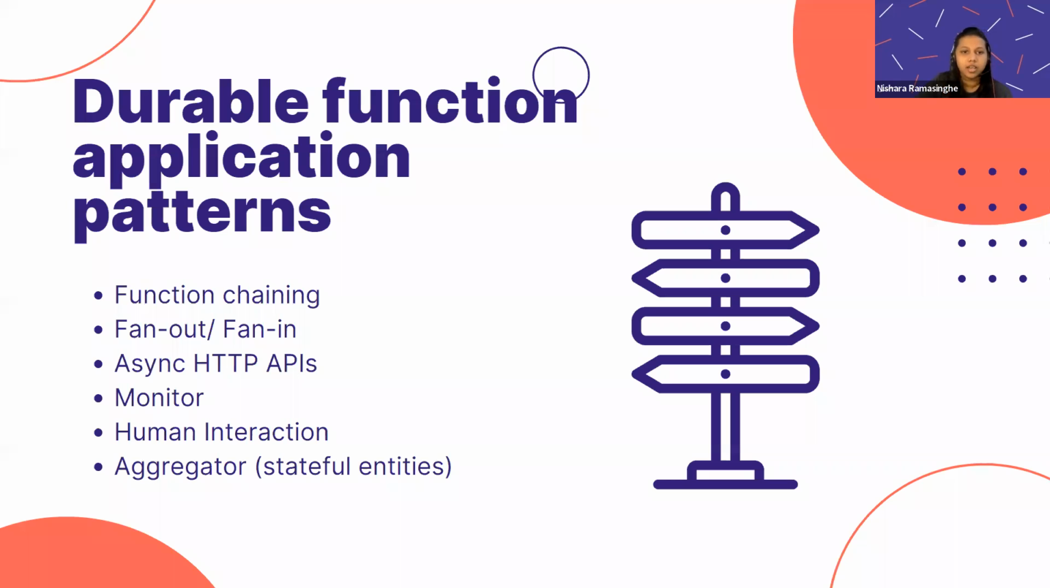Then let's move on to Azure Durable Function application patterns. There are the function chaining pattern, then the fan out fan in method, then the async HTTP API method, then the monitor pattern, then human interaction, and the last one is aggregator. So let's see how these application patterns work.